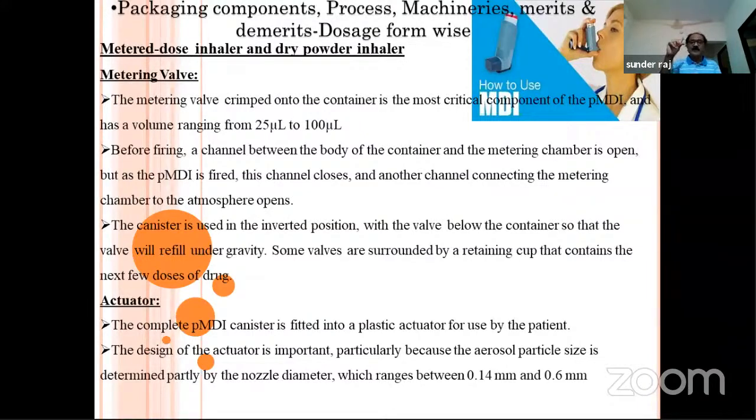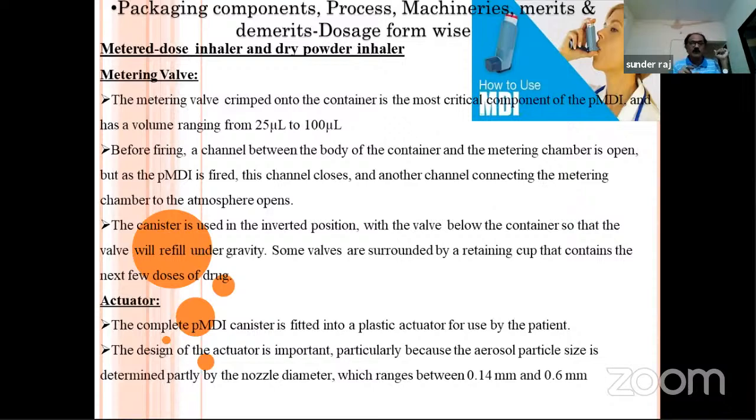In other aerosols, the valve will be on the upper side. Here in this case, the valve will be on the lower side. Okay. And because of gravity, some valves are surrounded by a retaining cup, because naturally there should be some cap, and the retaining cup contains the next few doses of the drug.